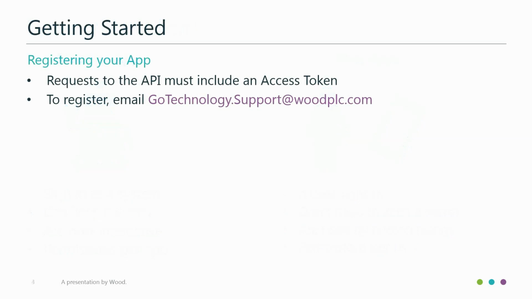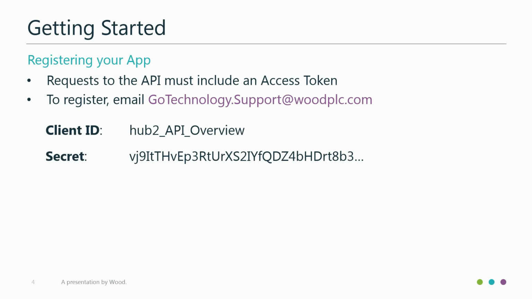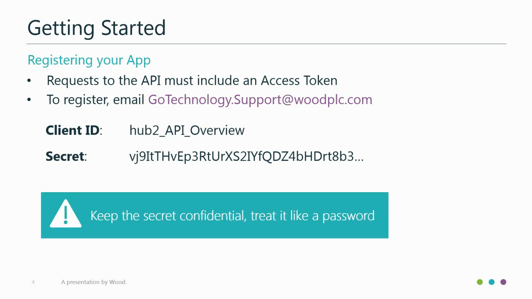So the first thing you need to do is to register your app. To do this, you need to get in touch with our support team at gotechnology.support@woodplc.com. They'll talk you through the options available and get you set up with a client ID, which you'll use in your app to sign in. If you're building a machine app, you'll also be given a secret, which must be kept confidential. This is just like a password that you'd use for your account, and whoever has access to it can use it to sign in with your app's permissions.